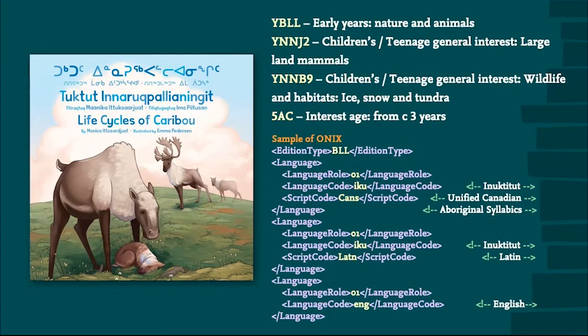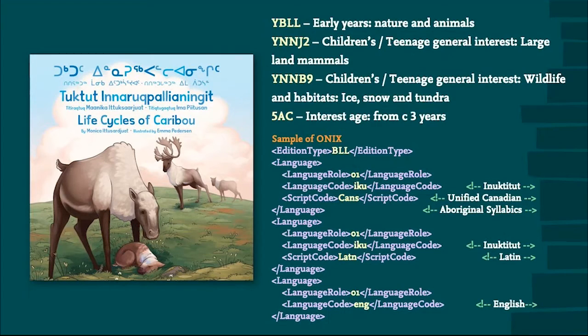I found this book on their website, and I used the example by interpreting what they say about the book. I'm not saying that I'm absolutely correct with the Thema codes. This is just a suggestion to illustrate the use of languages. So this is a board book about caribou. It has six words in it that introduce young children to the different stages of a caribou's life.